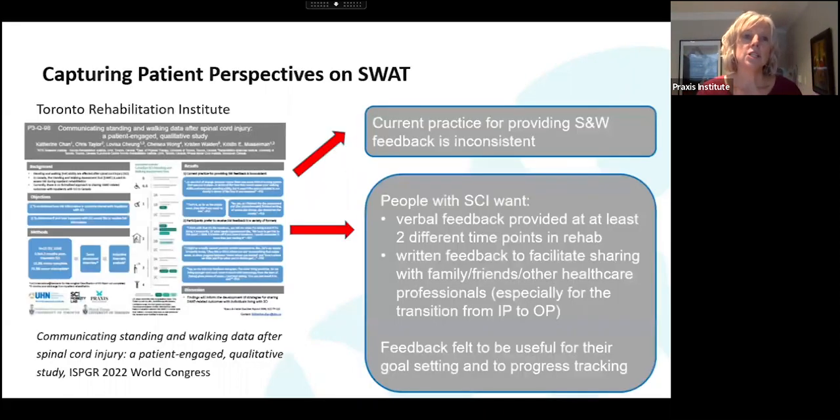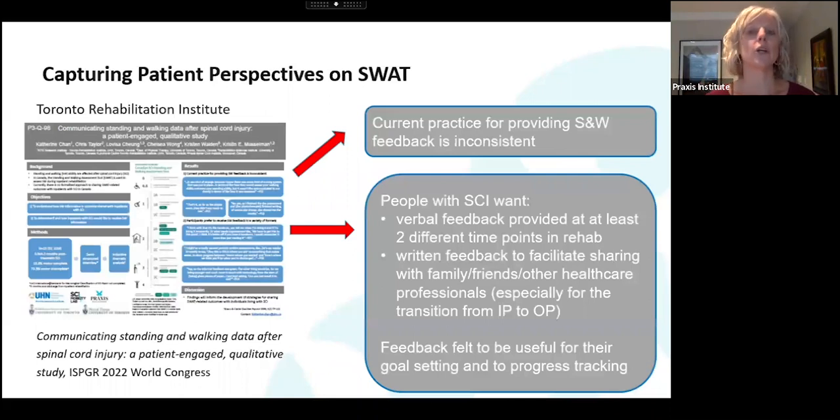And the last thing we wanted to share that's been done recently is we wanted to go back and get client or patient perspectives on the standing and walking assessment tools. So there was a project led out of the Toronto Rehab Institute looking at communicating standing and walking data after spinal cord injury. And really it looked at how do clients want this information presented back to them? How do they want to talk about it? What do they want to know about it?